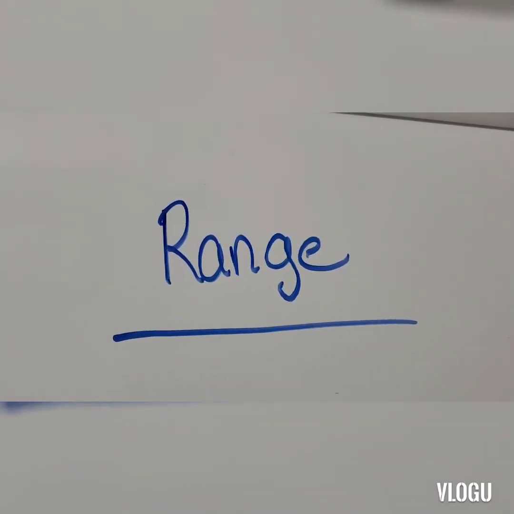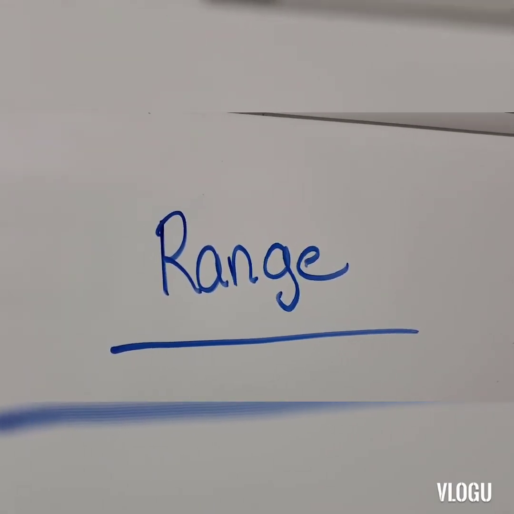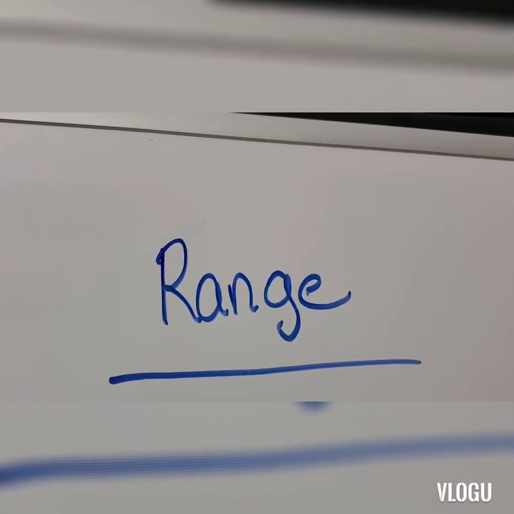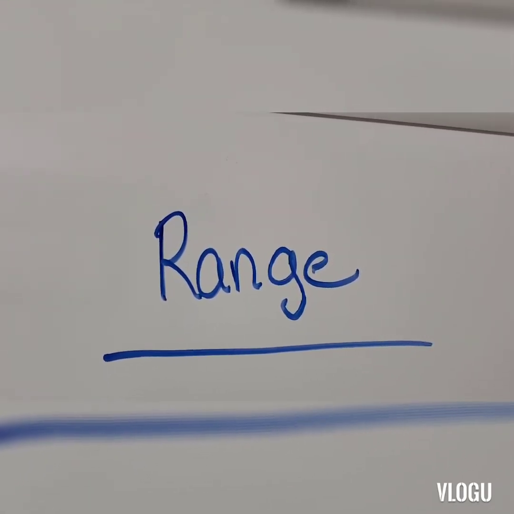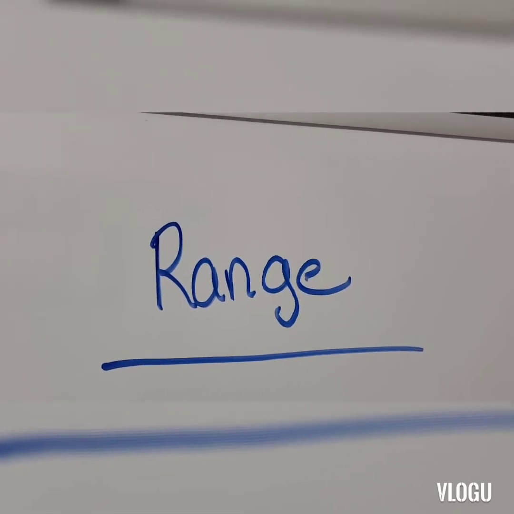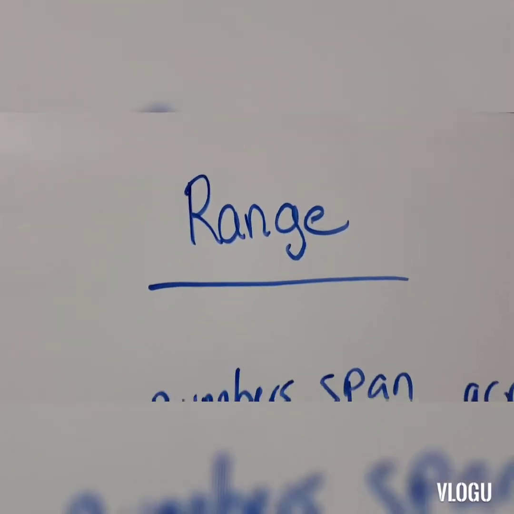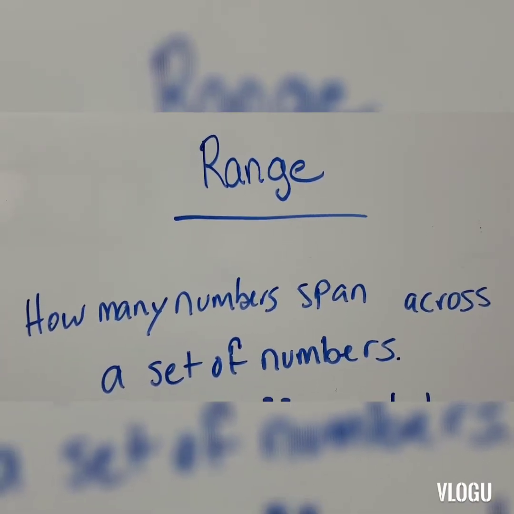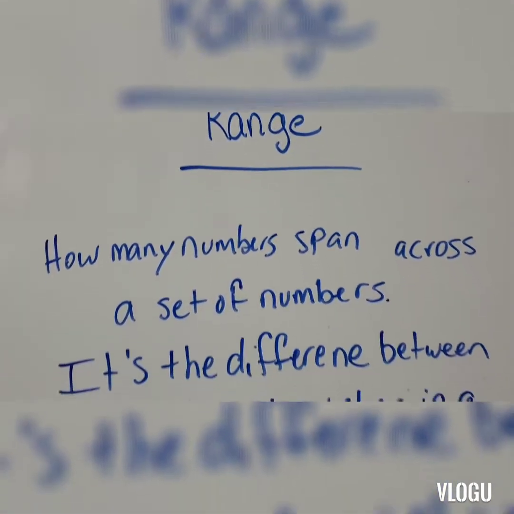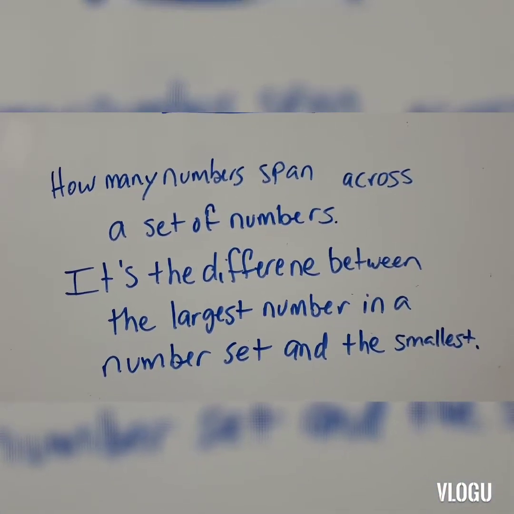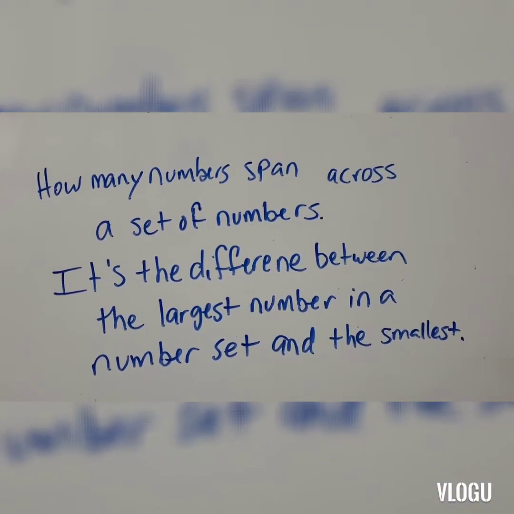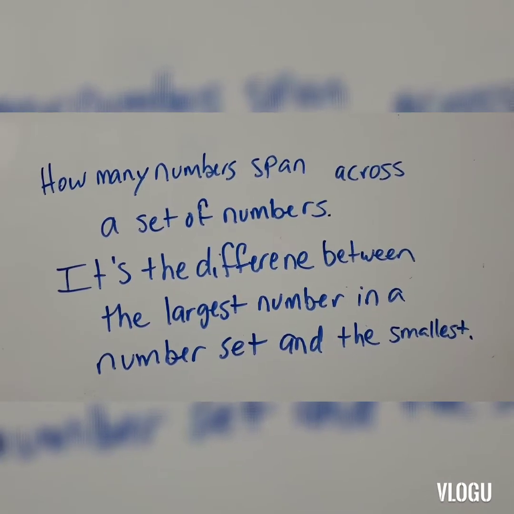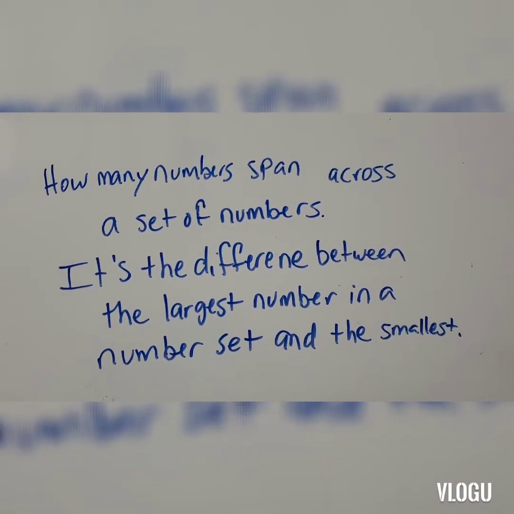New topic. After we have talked about the mode, we will talk about the range. The range is the next thing you will add to your math composition notebook. The definition of range is how many numbers span across a set of numbers. It is the difference between the largest number in a number set and the smallest. Pause here so you can copy this into your comp book and then restart.